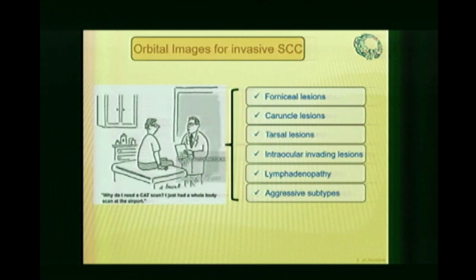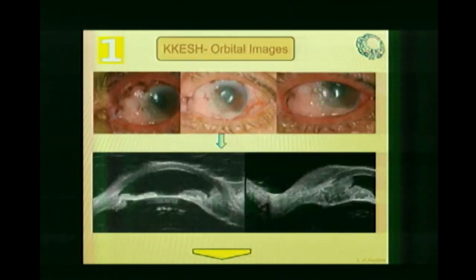The orbital images are another thing that we need to keep in mind, but we don't do it for every patient. There are some patients who will refuse because, you know, CT scan and MRI is not a pleasant experience. And there are some signs that tell you that this patient needs to have the orbital images: the presence of tumors in the fornix or in the caruncle, tarsals, intraocular invading lesions if you examine the patient by the fundus or by B-scan or UBM, presence of lymphadenopathy, and also aggressive subtypes, if you do excision and you find the patient belongs to one of the three variants which I told you before.